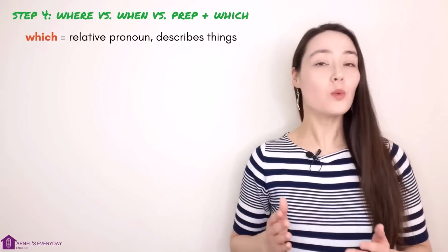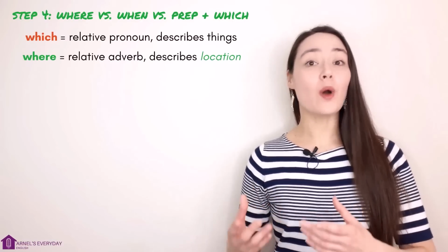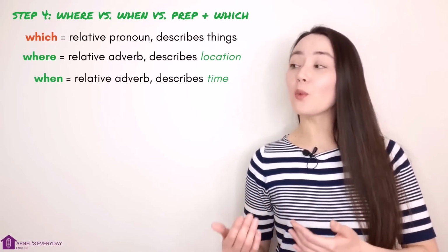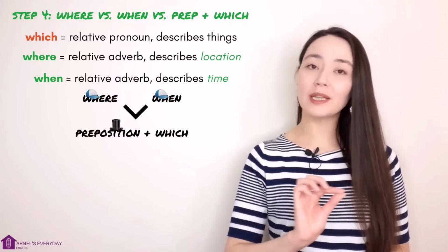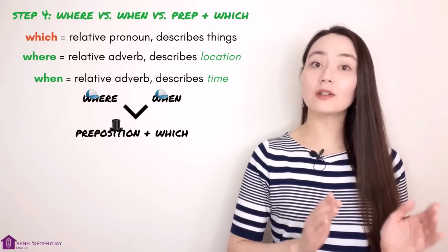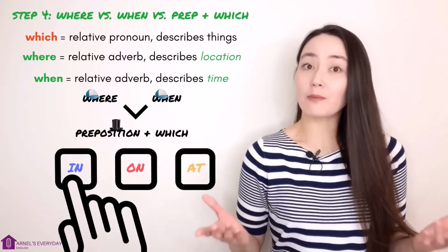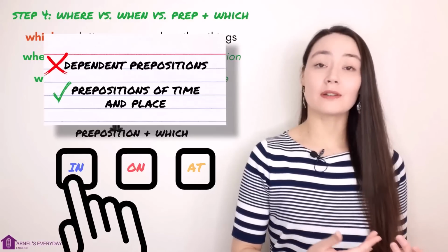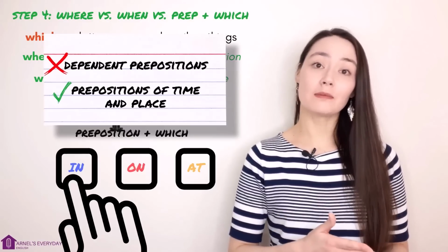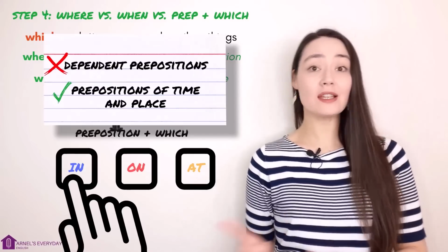Step number 4. We know which is a relative pronoun. We looked at that in step 2. We can use where to describe a location and when to describe time. That makes sense, right? We can formally replace where and when using preposition plus which. In this case, how do I choose my preposition? It's no longer about a dependent preposition, but instead prepositions of time and place. I'm sure your brain is doing this at the moment.